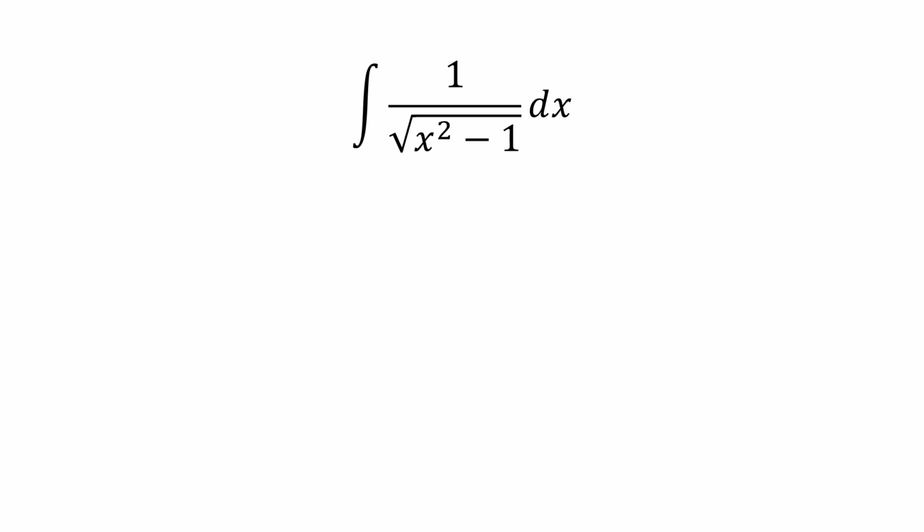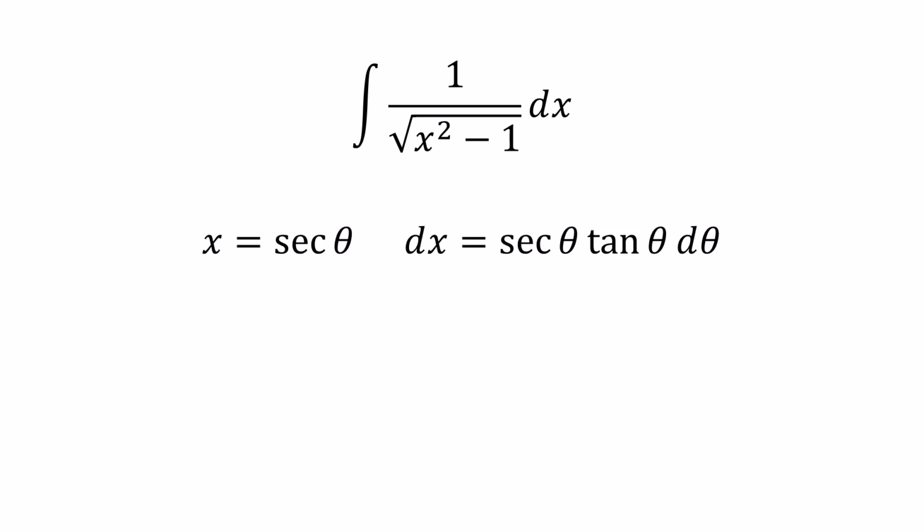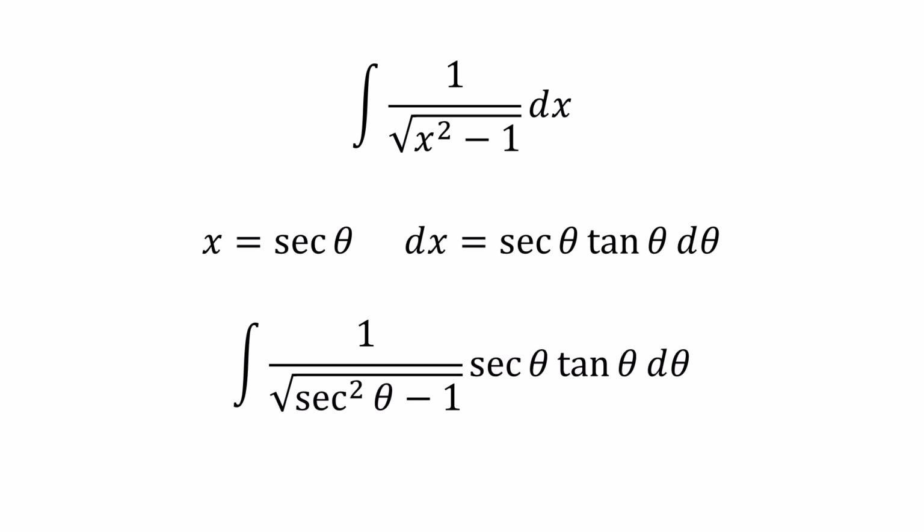To begin, we let x equals secant of theta. The differential is then dx equals secant of theta tangent of theta d theta. Substituting into the integral gives the integral of 1 over the square root of secant squared of theta minus 1 secant of theta tangent of theta d theta.